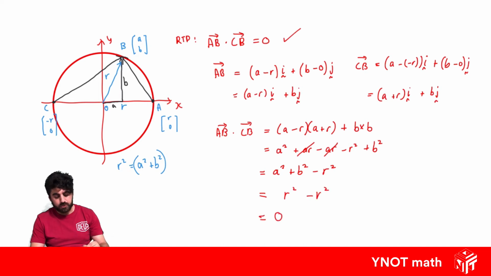And we've successfully proved that the dot product is 0, which means that it doesn't matter where this point B is, the dot product will always be 0 and the lines will always be perpendicular.